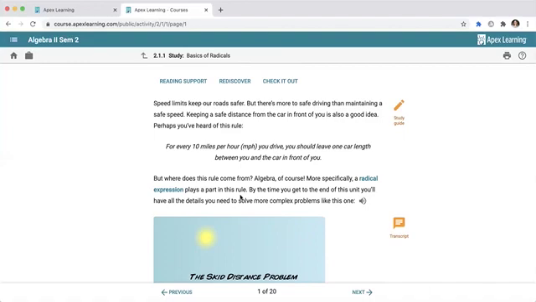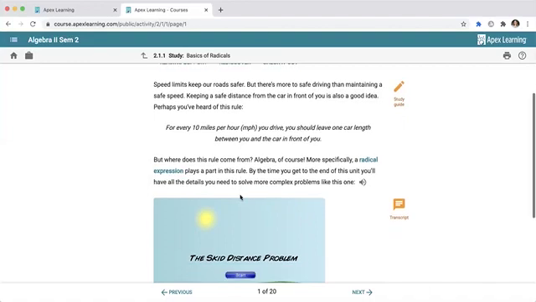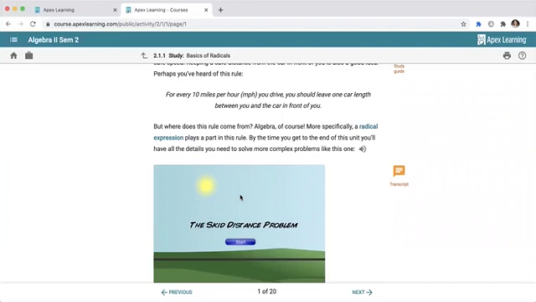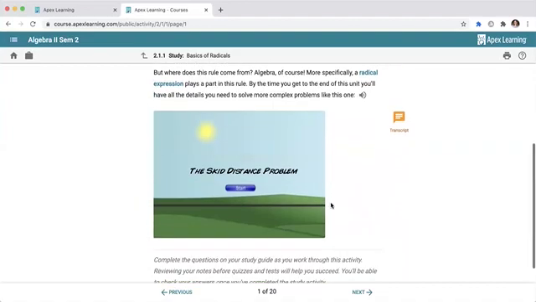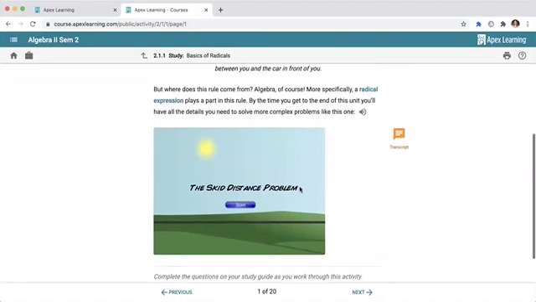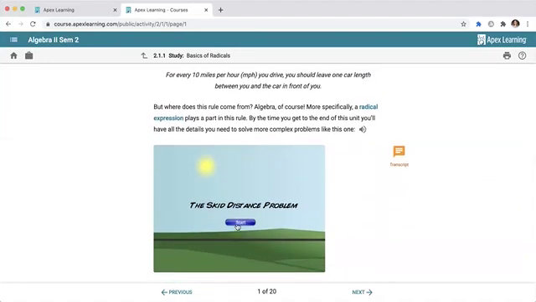But we're asking, of course, where does a radical expression come into play in this scenario of, for every 10 miles per hour you drive, you should leave 1 car length between you and the car in front of you. Looking first at what they define as a radical expression, that is an expression that contains 1 or more radical signs. And the radical sign is, of course, the sign that we take the root of. So if we look at this car problem, we look at it together.